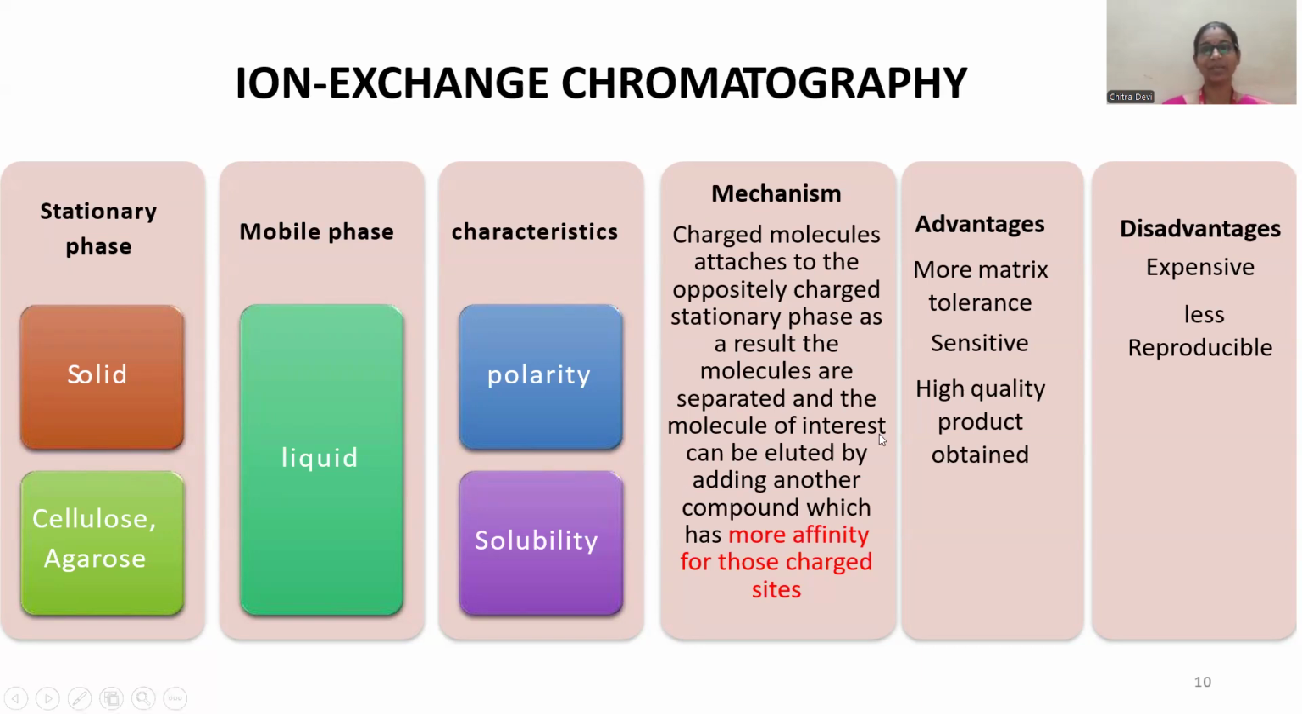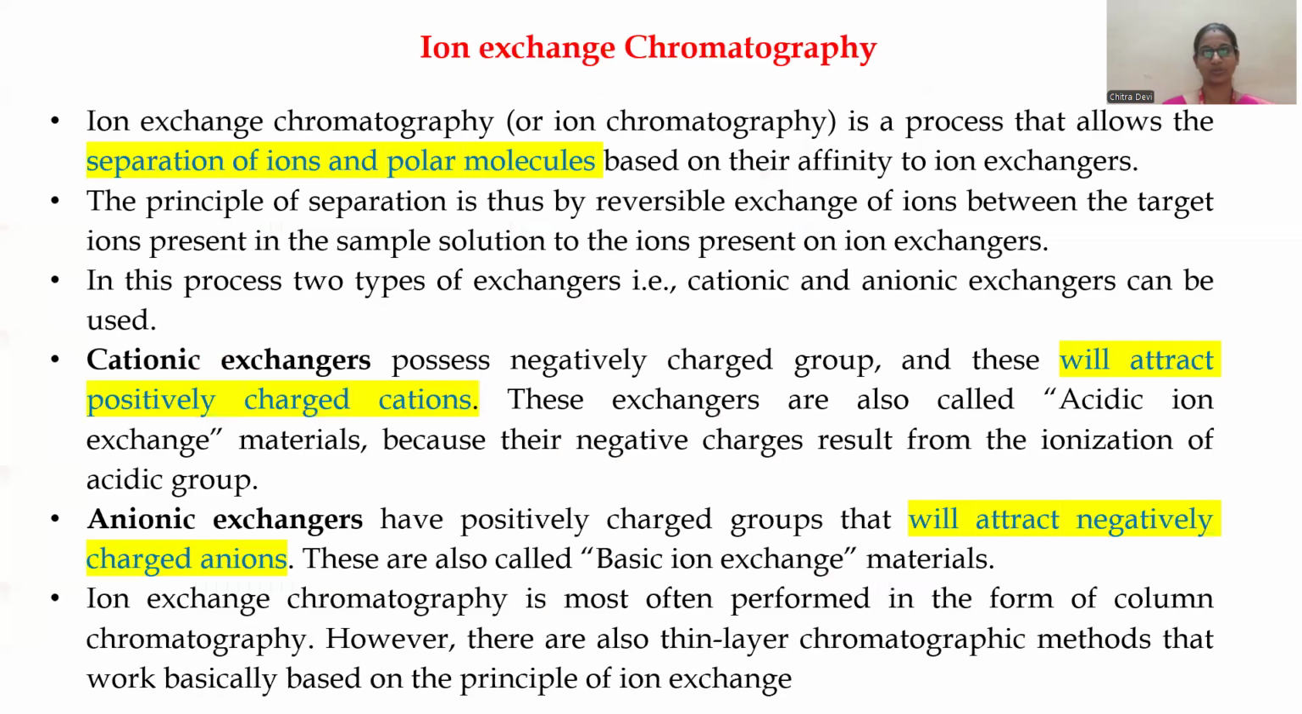Then the mechanism: the sample will have one charge, and in the column there will be an ion exchanger of the opposite charge. The interaction between the stationary phase ion exchanger and the sample of interest will be the major mechanism. Then advantages and disadvantages, we'll go through one by one now.